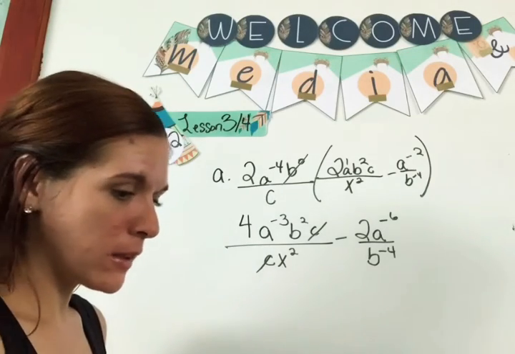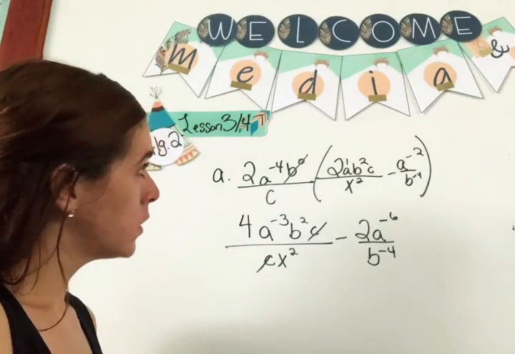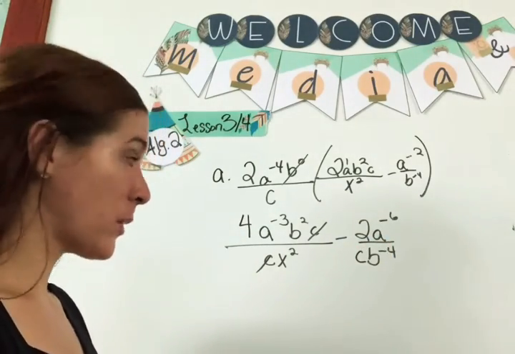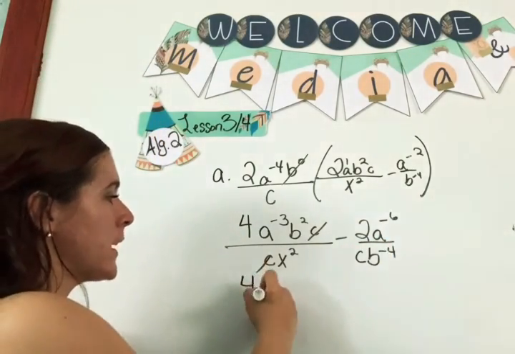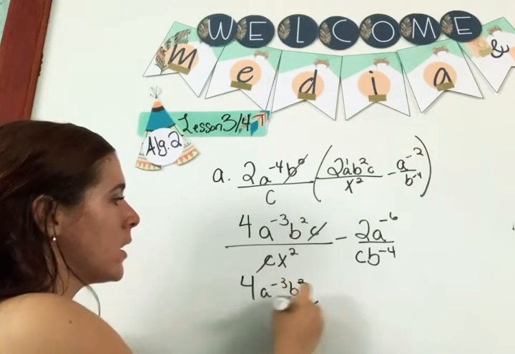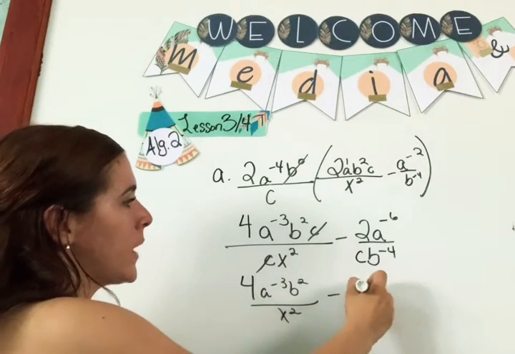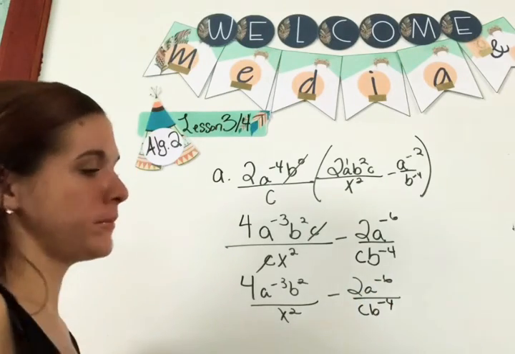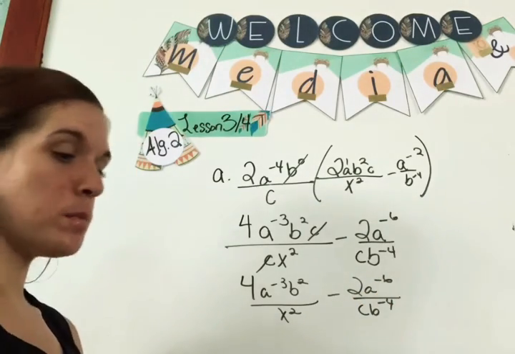Okay, and that literally is, oops, I forgot the c, haha. There you go. That is our answer, right? We just have to write it again. So 4a to the negative 3, b squared, x squared minus 2a to the negative 6, c, b to the negative 4. Okay, let's do b.